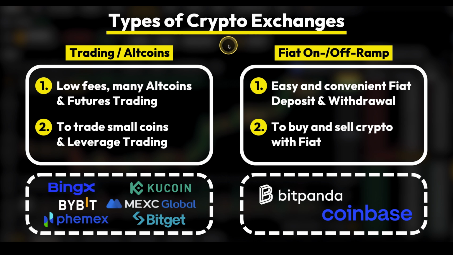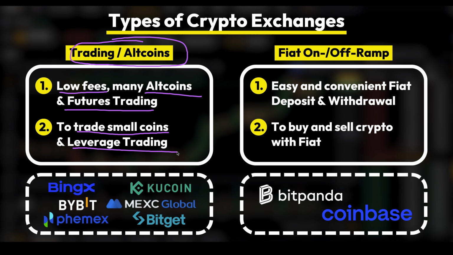Here is a quick overview of different types of crypto exchanges. On the left side, we have the typical trading exchanges, which typically have very low fees, have many different coins, and are mostly also used for futures trading. They are perfect to trade smaller coins and use leverage trading. Down here you can see some examples of this type of exchanges.